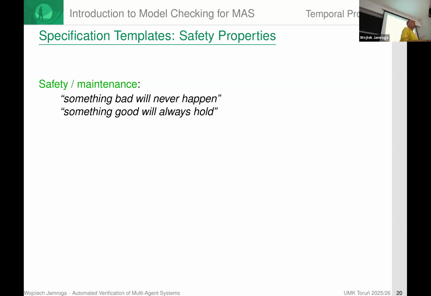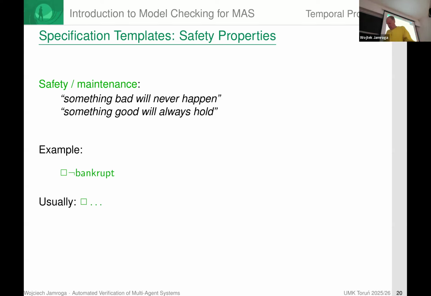So let's start with safety. And the typical safety requirement says something bad will never happen or something good will always hold. Okay, so let's say the critical section of the system is never violated. There's never a moment when two different processes are inside the critical section, right? So this is typically specified by means of the box. Usually we want to say that always from now on some specific property must hold, must be true.